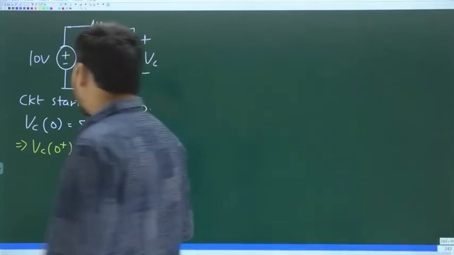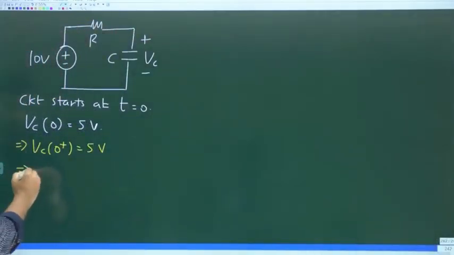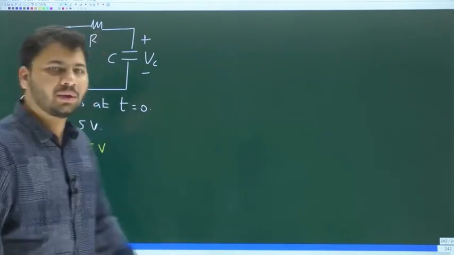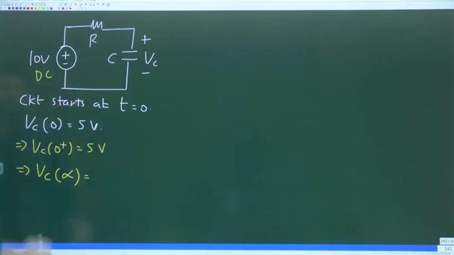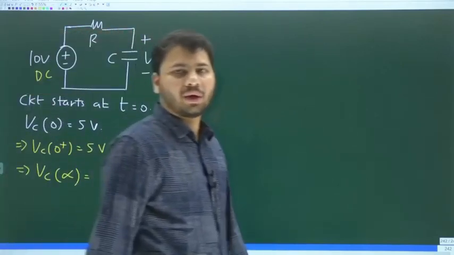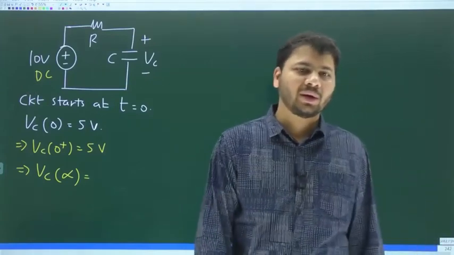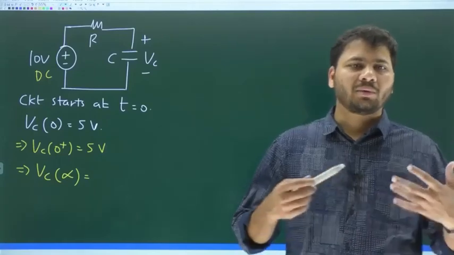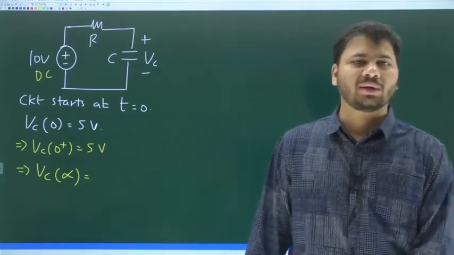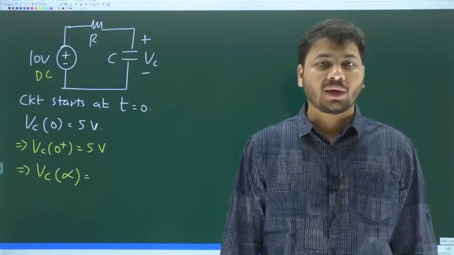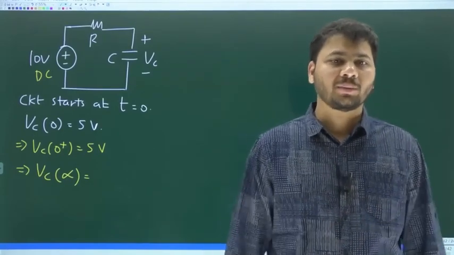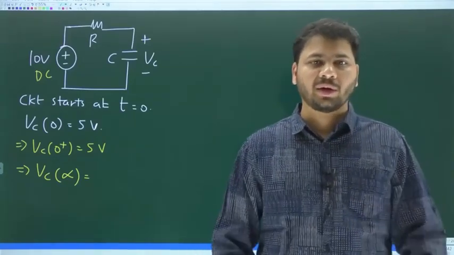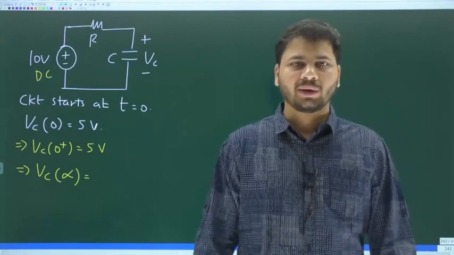Okay. What is VC of infinity in this circuit? Because this circuit is being driven by a DC source, at t equal to infinity, it will obviously reach what is called a DC steady state. See, if you recall, I told you whenever any circuit reaches what? DC steady state, all voltages and currents in that circuit will become what? Constant, because DC means what? Anything that remains constant. The voltage will remain constant, current also will remain constant.